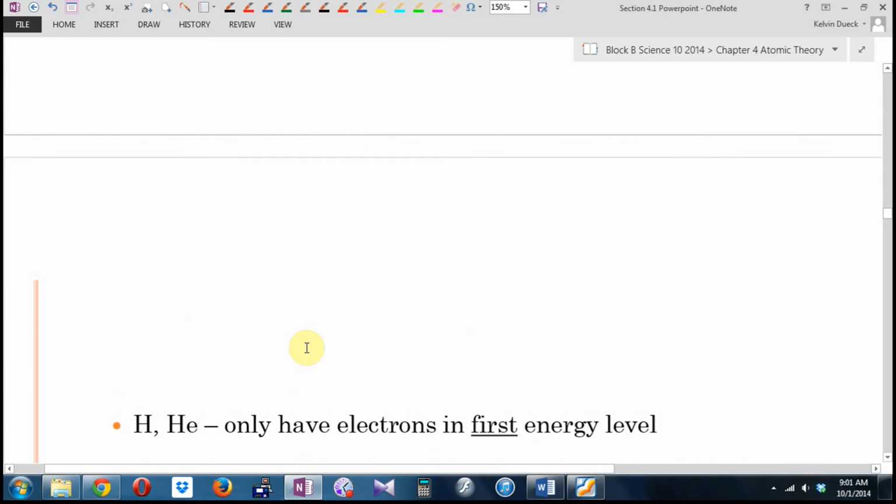So, hydrogen and helium have only electrons in the first energy level. You might want to get out that pink periodic table that I gave you the other day. You might want that in front of you. Or you can open your text to page 172, and that's got a color periodic table.